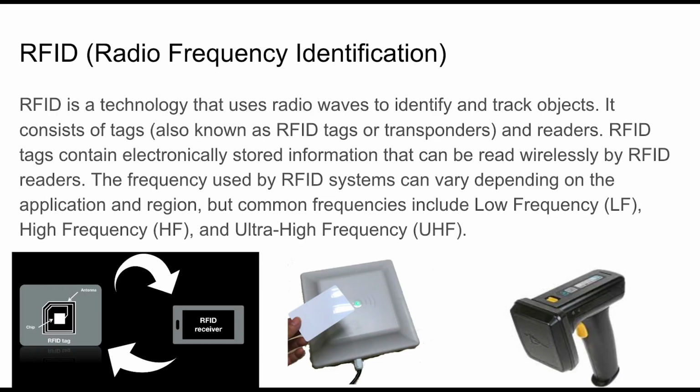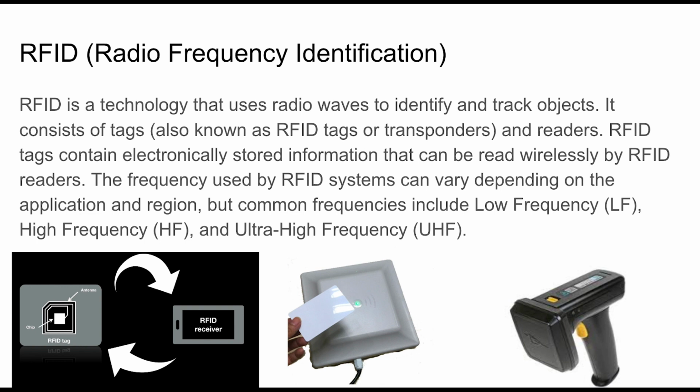RFID, this is what you'll use if you have a key card for a door, or if you have a scanner, if you work in a warehouse. RFID is technology that uses radio waves to identify and track objects. It consists of tags, also known as RFID tags or transponders, and readers. RFID tags contain electronically stored information that can be read wirelessly by RFID readers.